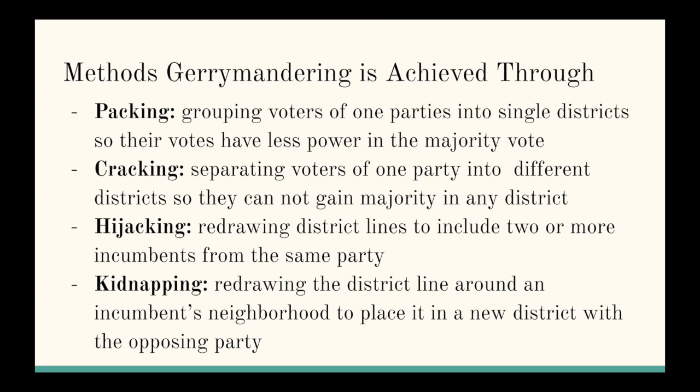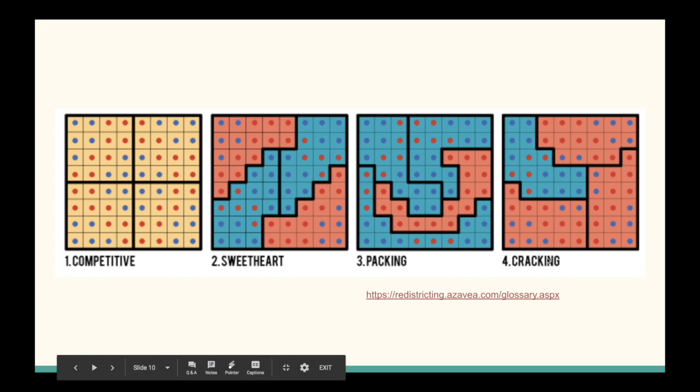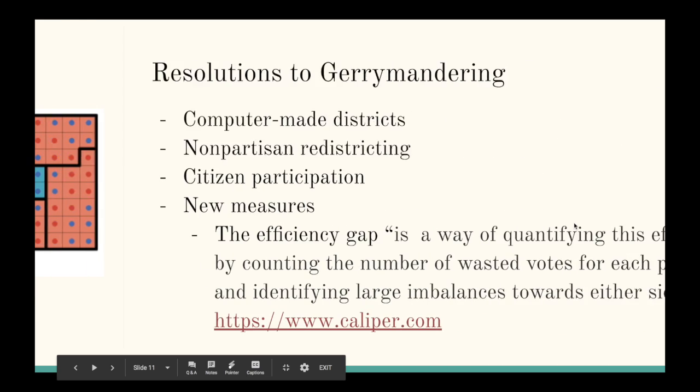Hijacking is when you redraw district lines to include two or more incumbents from the same party, and incumbents are people that have already been elected into office, so they're more likely to be re-elected. Or kidnapping, which is when you're drawing the district line around an incumbent's neighborhood to place it in a new district with the opposing party. So here's an example of packing, where one party is all secluded into one district, while this is cracking.